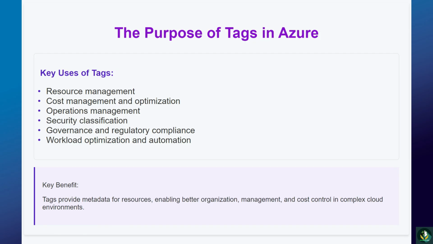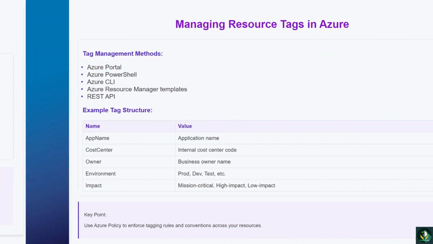By effectively utilizing tags, you can bring order to complex cloud environments, optimize costs, enhance security, and streamline operations. As your Azure footprint grows, a well-implemented tagging strategy becomes an invaluable asset in managing and optimizing your cloud resources.